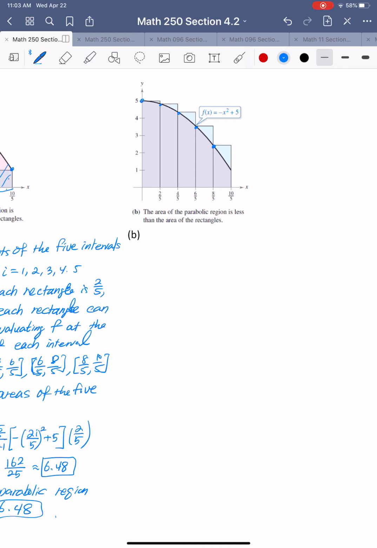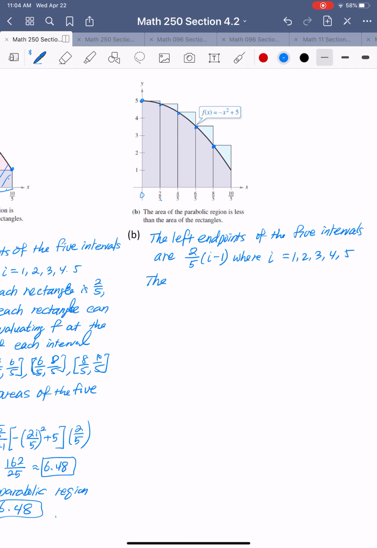Okay, so if you use a left endpoint, the left endpoints of the 5 intervals this time are actually 2/5 times (i minus 1). So instead of starting with i, this starts at 0, so i minus 1, which gives the left points where i equals 1, 2, 3, 4, 5.